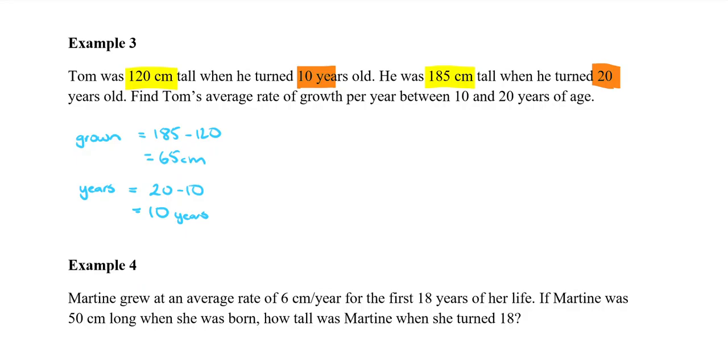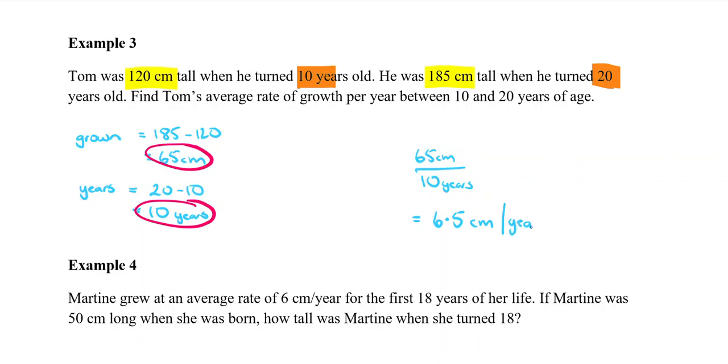So if I use these measurements, they're the ones I want to use to do the rate. Tom has grown 65 centimeters in 10 years. And then if you divide that, 65 divided by 10 is 6.5 centimeters per year.